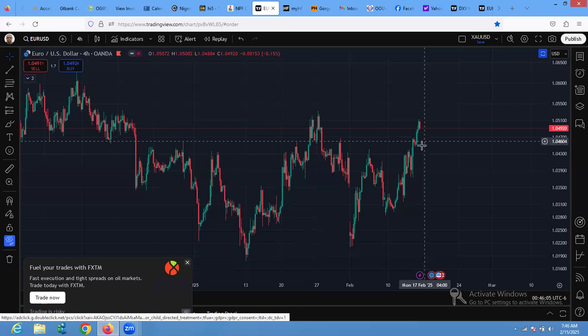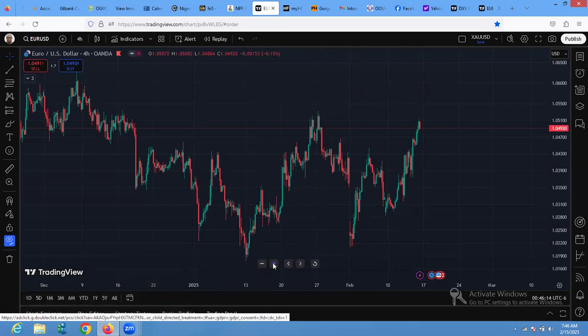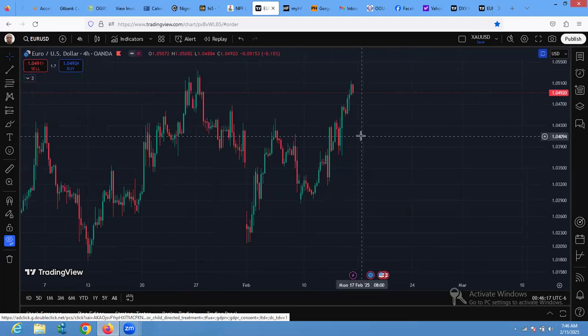So when this structure is broken, it tells you that this wave is completed, because you have to see a structure taken on the 4 hour. This is 4 hour time frame, so we are going much more practical now.